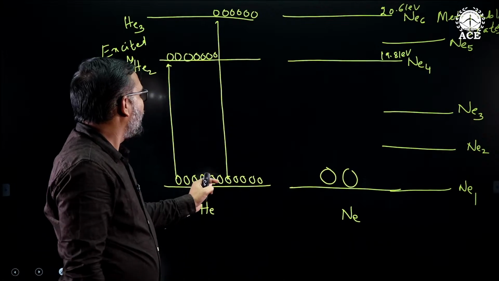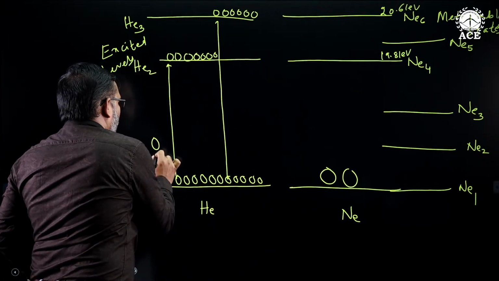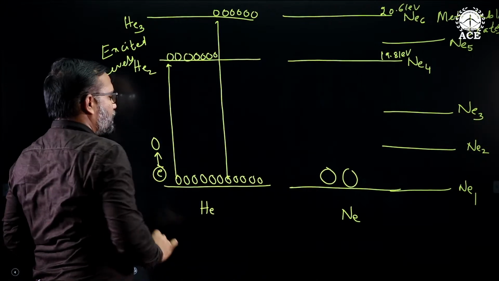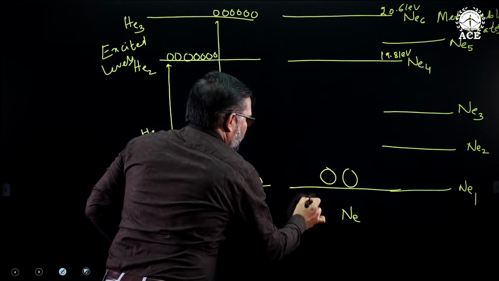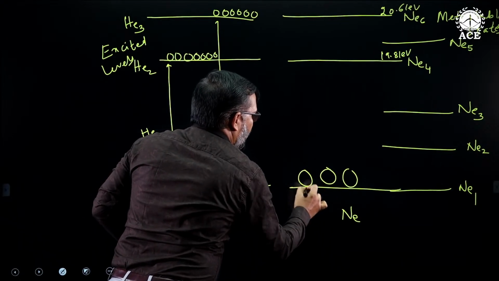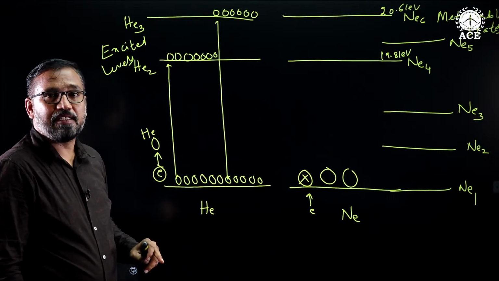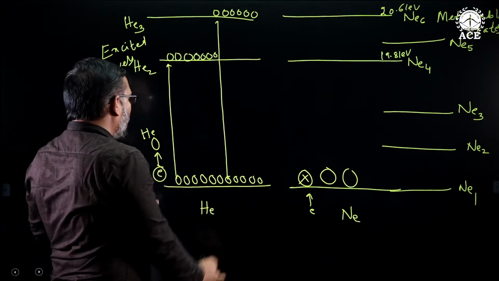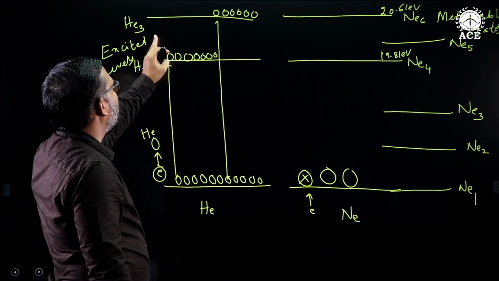Now these helium atoms are excited due to the collision. These helium atoms experience a collision with the electrons. But these electrons cannot excite the neon atom because it is heavier. You can't excite the neon atom with the help of electrons. Only electrons excite the helium atom to the helium 2 and helium 3 levels.